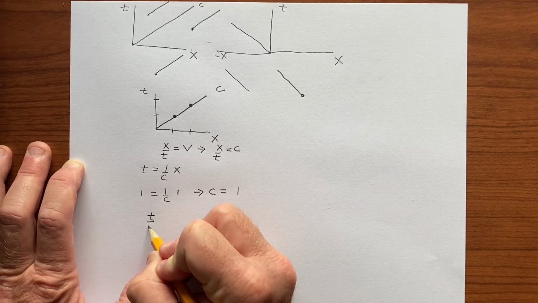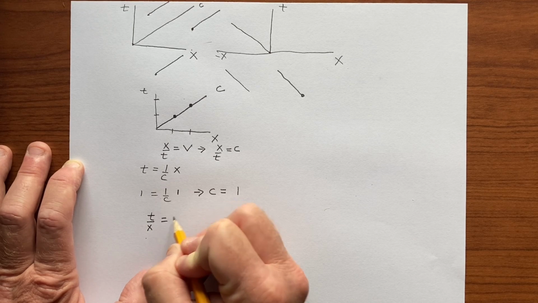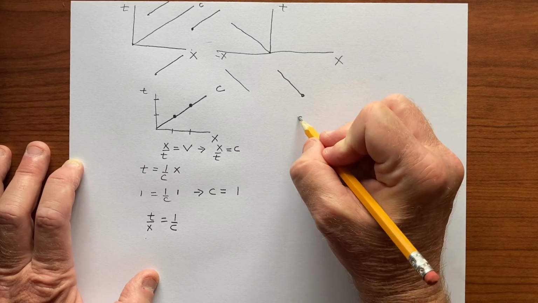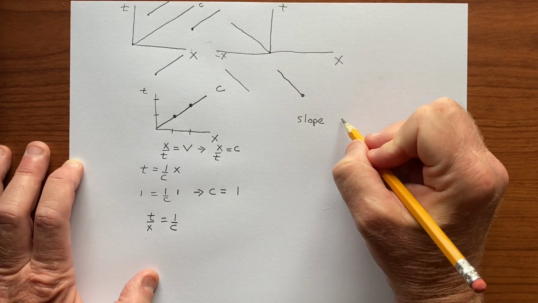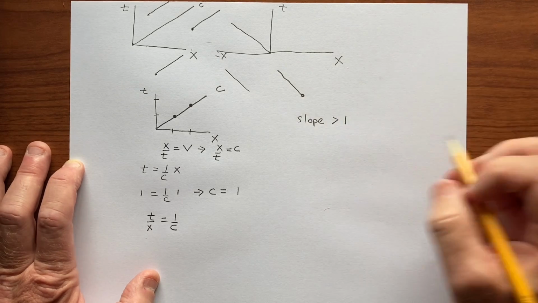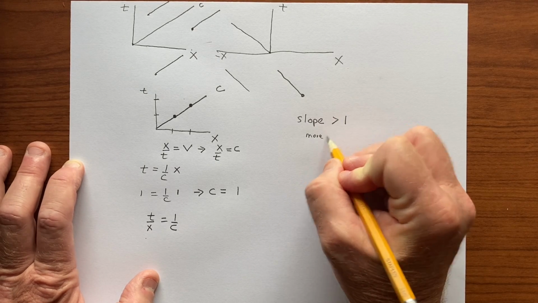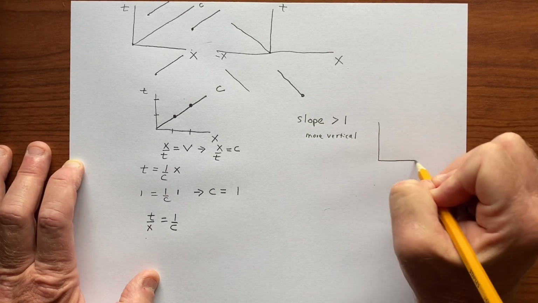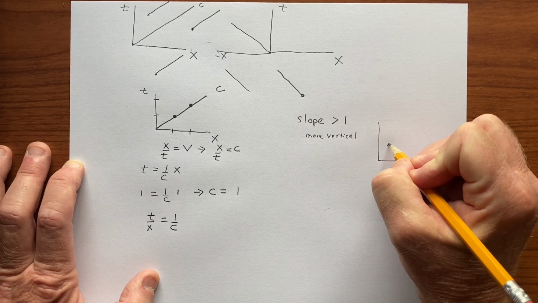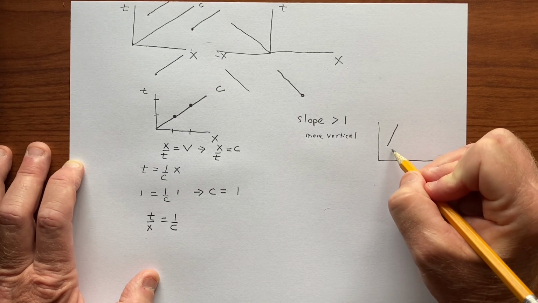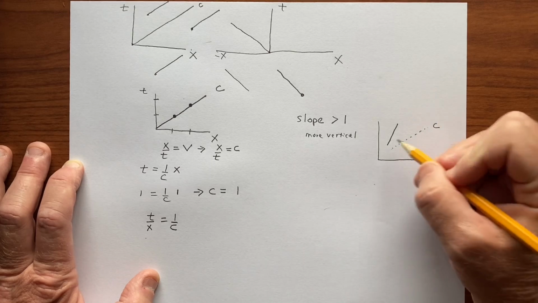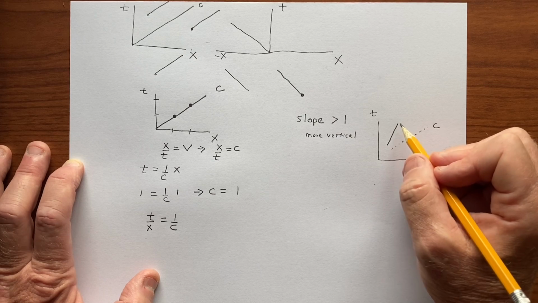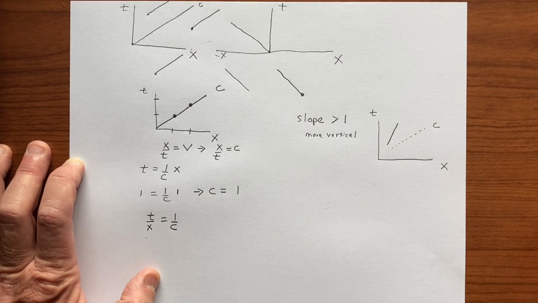So the slope here is actually the inverse. T over x is 1 over c. So it's 1 over the speed. Notice that if we think of a slope that's greater than 1, in other words, more vertical than horizontal, something like that, then the speed of light is like that, that's c. This is more vertical than it is horizontal. That represents constant speed slower than the speed of light on the space-time diagram.